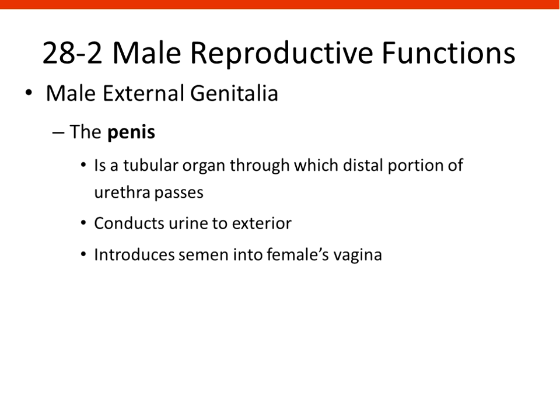Male external genitalia: the penis is a tubular organ, which the distal portion of the urethra passes through. It conducts the urine to the exterior of the body, and it also introduces semen into the female's vagina.